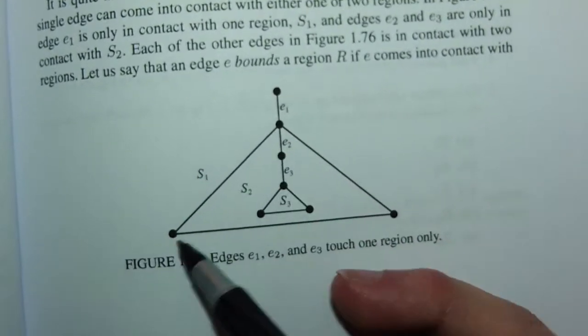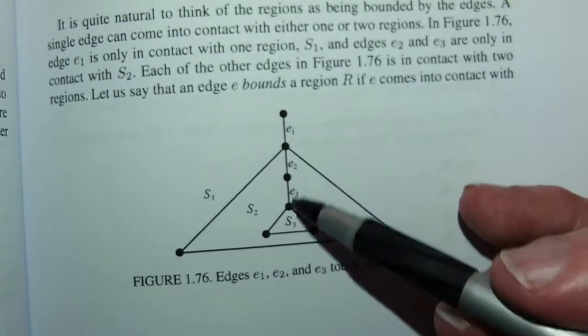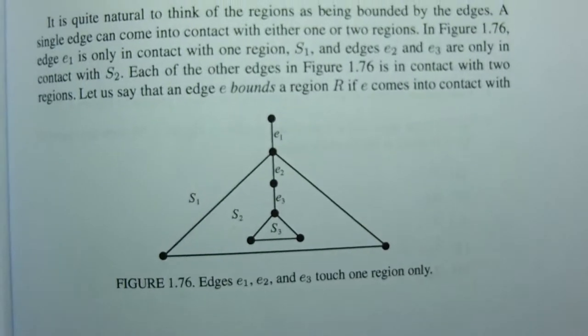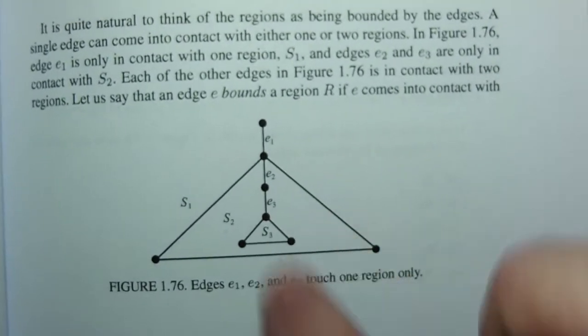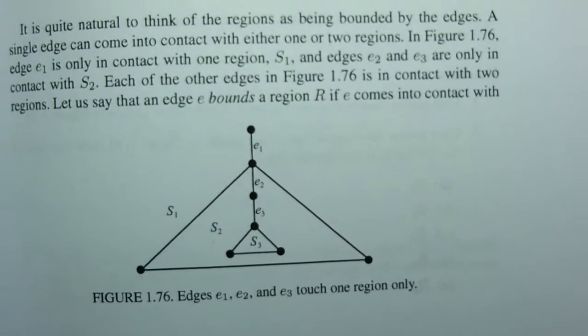The bounds of S1 would be these 3 edges. E1 does not bound S1. E2 and E3 do not bound S2. E1, E2, and E3 don't contribute to the bound degree of these things, even though they are actual edges and vertices in this picture. Okay.